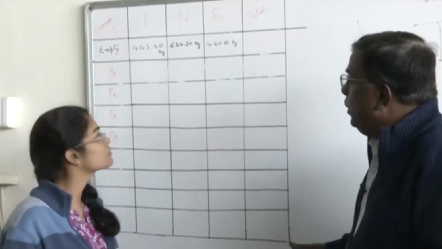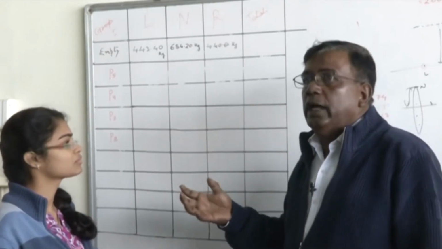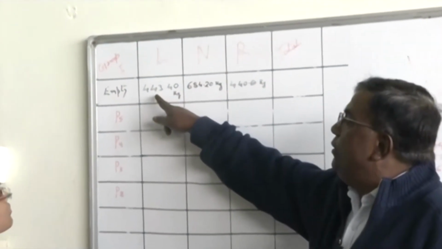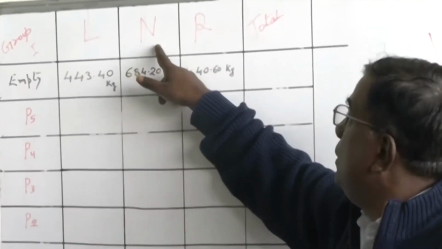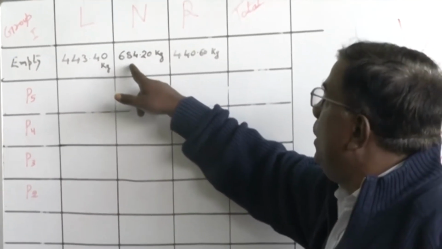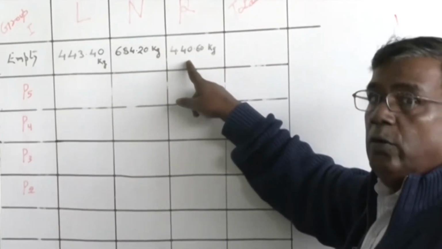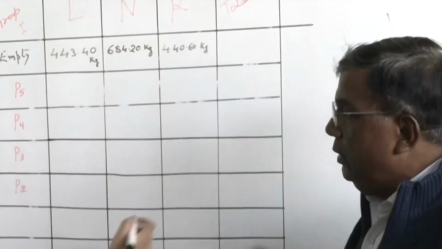Okay? What is your name? Sangeeta. So Sangeeta will help us now to get the total reaction. Let me repeat. The left landing gear was weighing 443.4 kg, the nose landing gear was showing a measurement of 684.20 kg, and the right landing gear was showing 440.60 kg. So what will be the total?